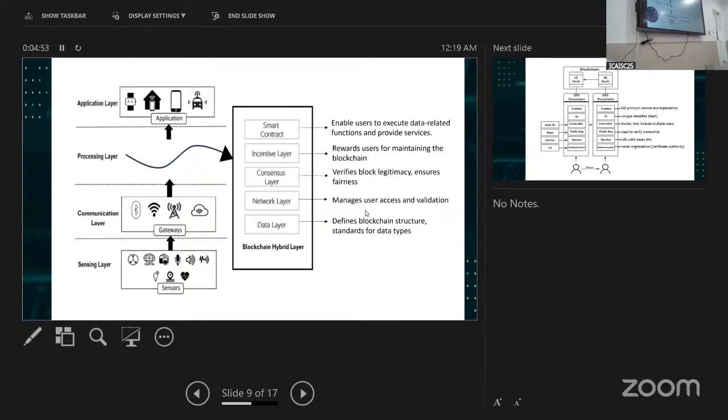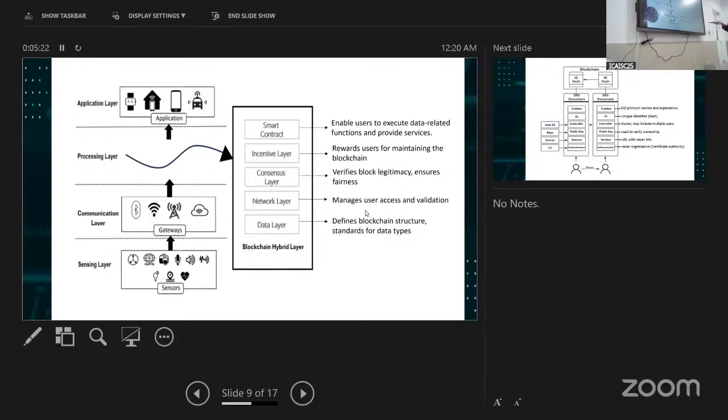This is the picture of our framework here. As I mentioned earlier, in the sensing layer we have the IoT devices sensing and collecting the data, and then moving it to the next one, which is the communication layer, through the gateways. And then we come to our proposed solution here, which is the processing layer. We replace it with the blockchain hybrid layer. It has sub-layers, as you see here, five layers.